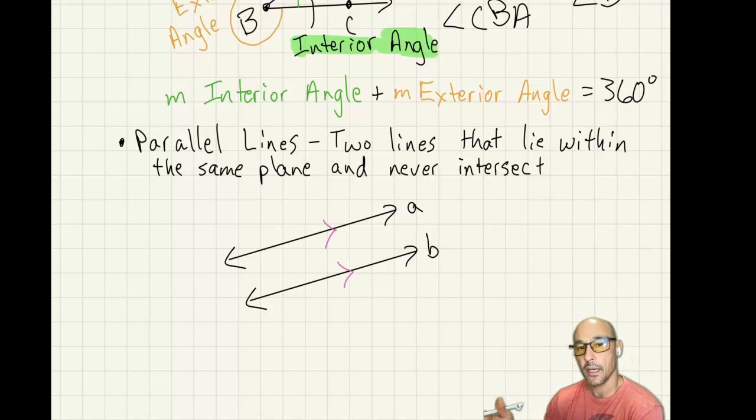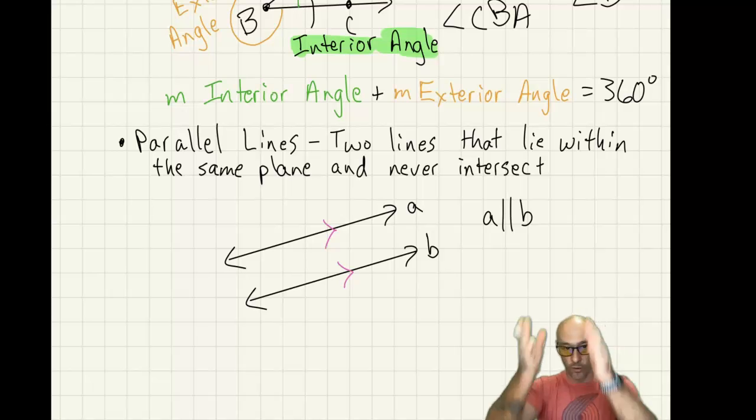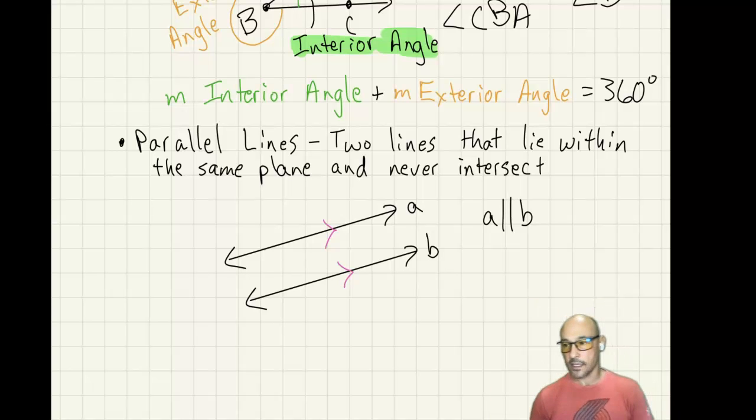Now, sometimes there might be multiple pairs of parallel lines, and in that case, you would put 2 marks on like that to make sure that you know that those 2 are the ones that are parallel. That does not show those are parallel because they have a different number of marks, okay? So the way that we then say, hey, these 2 lines are parallel, is we write A parallel to B. And so those 2 vertical lines next to each other means parallel.